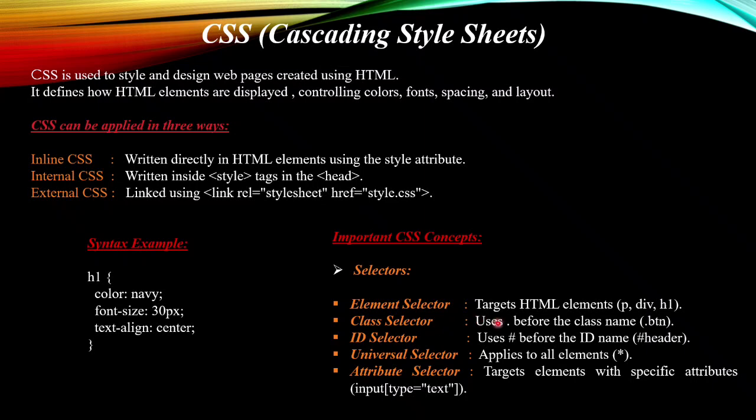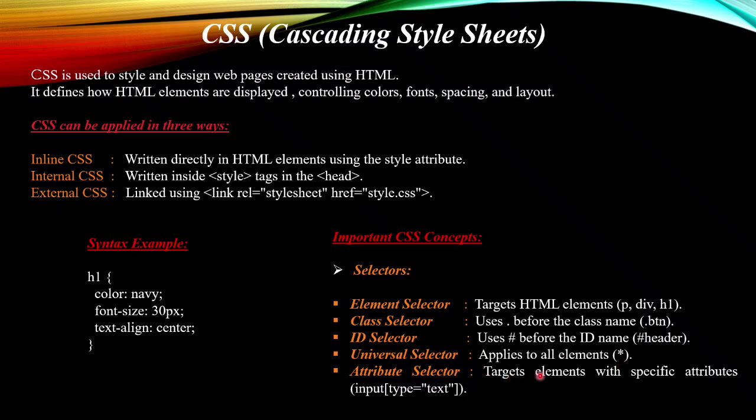Whereas the class selector uses a dot before the class name, like .btn, and further the CSS would be given. The ID selector uses a hash before the ID name, like #header, #button. After that, the CSS will be written for this particular tag. The universal selector applies to all the elements present in the document, which is denoted as an asterisk. Using the asterisk, we will give this style to the entire page.